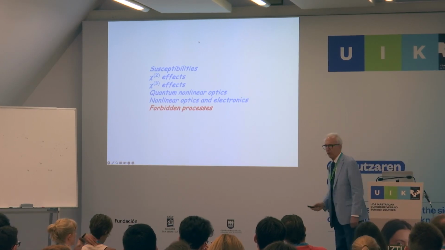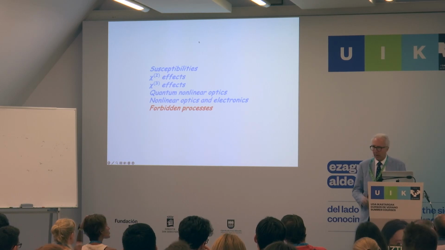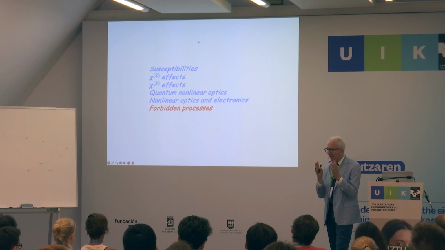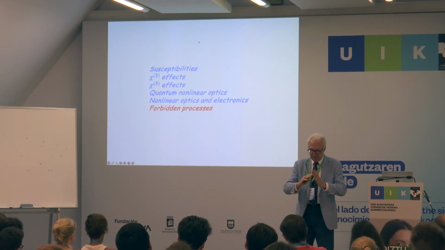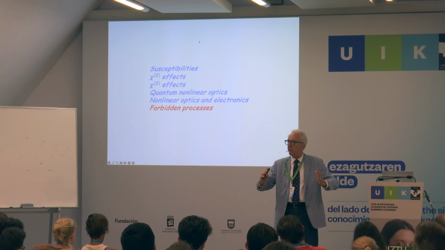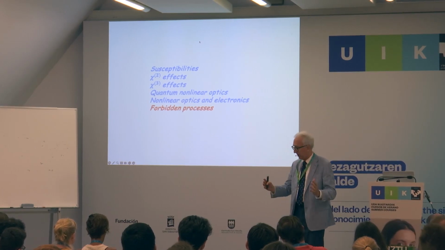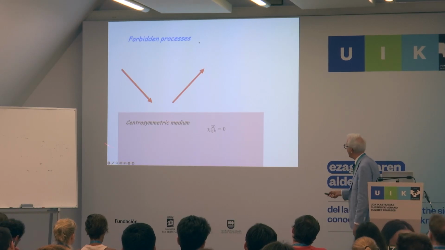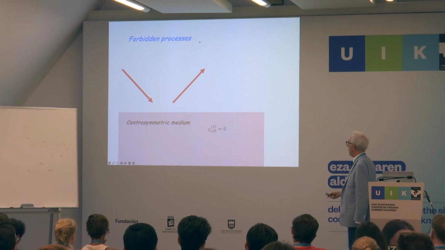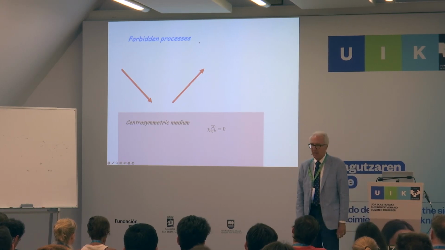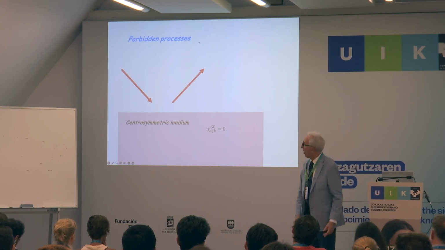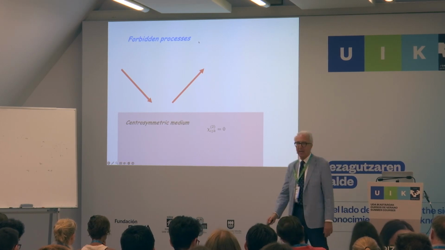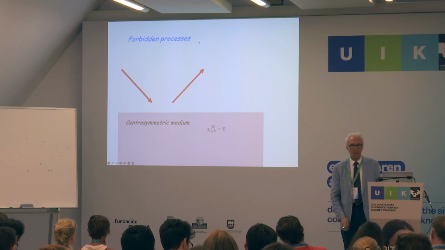about forbidden processes. Here I want to worry about the fact that the electric field is not uniform over a unit cell. There is some variation. Let's suppose I have a centrosymmetric medium, though. Chi2 is 0 because it's centrosymmetric. If I think about the long wavelength limit, I come in with light at omega, I should just get light at omega coming out.